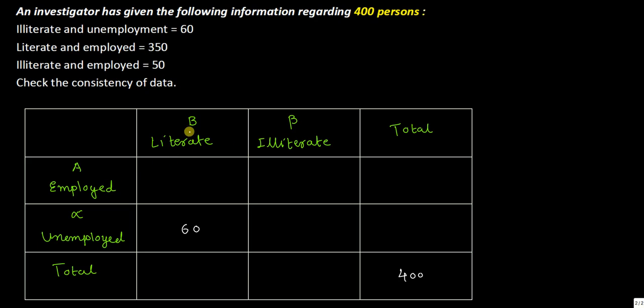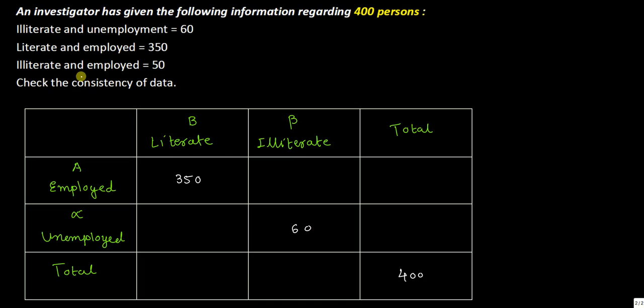Literate equal to B and employed equal to A. It is equal to 350. Literate and employed 350. Sorry, we made a mistake here. Illiterate and unemployed means illiterate beta and unemployed alpha. So here we have to put 60.